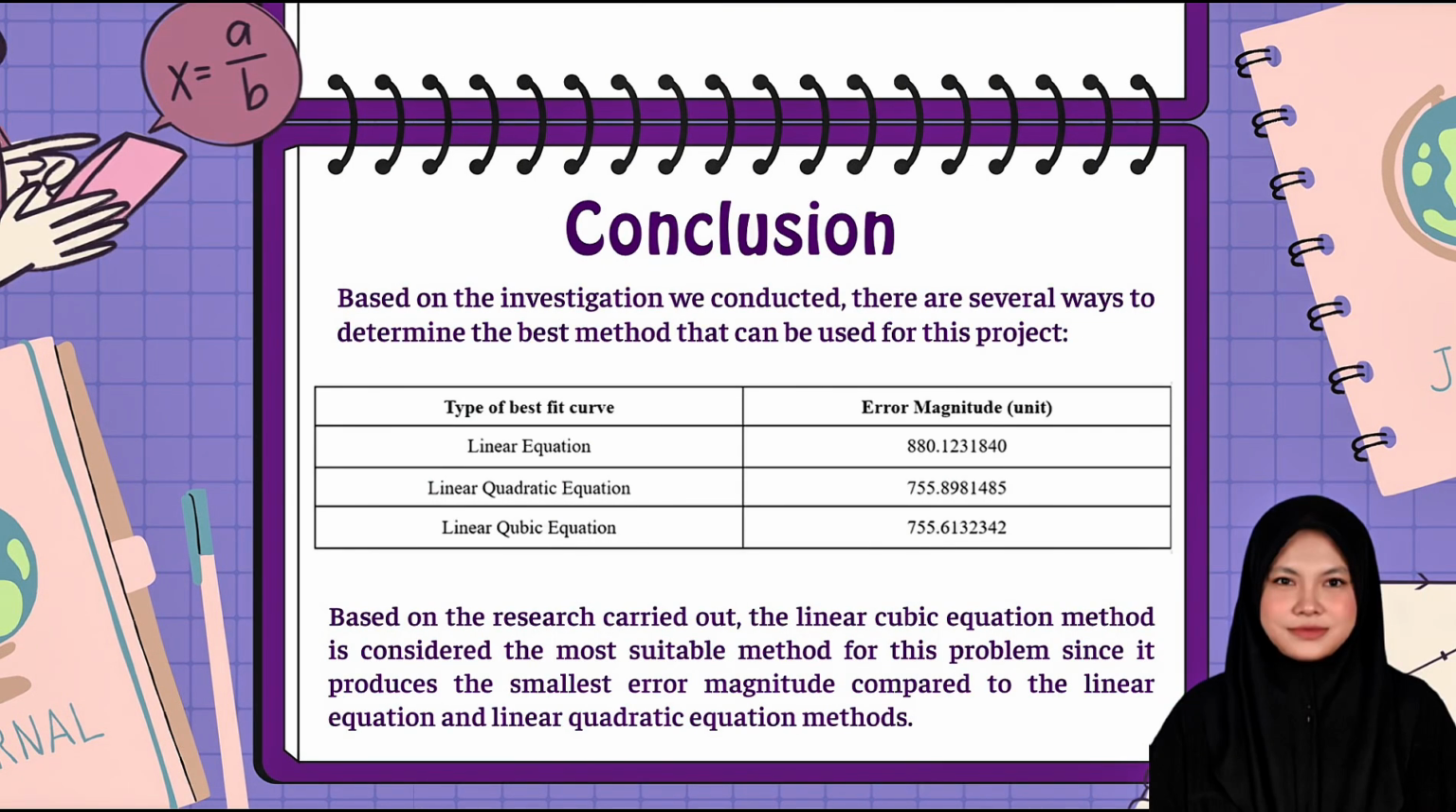The conclusion is, based on the investigation, we compared three best fit curve methods, which are linear, quadratic, and cubic equations. From the results, the cubic equation produced the smallest error magnitude, which is 755.6132342. Therefore, it is the most suitable method for this project.